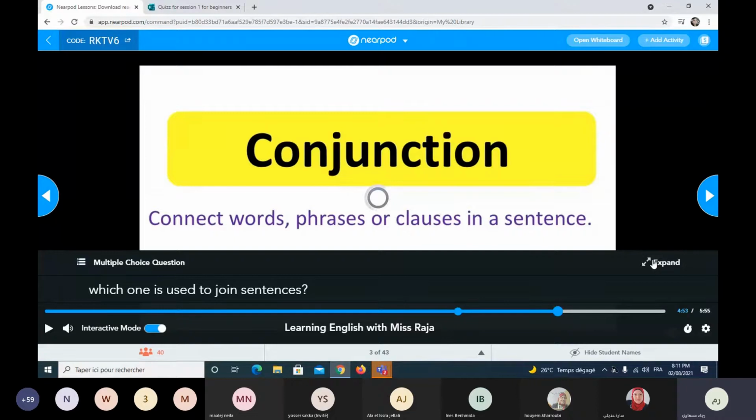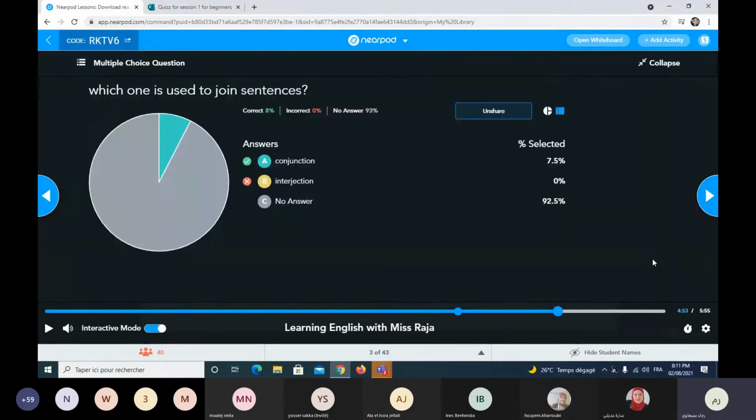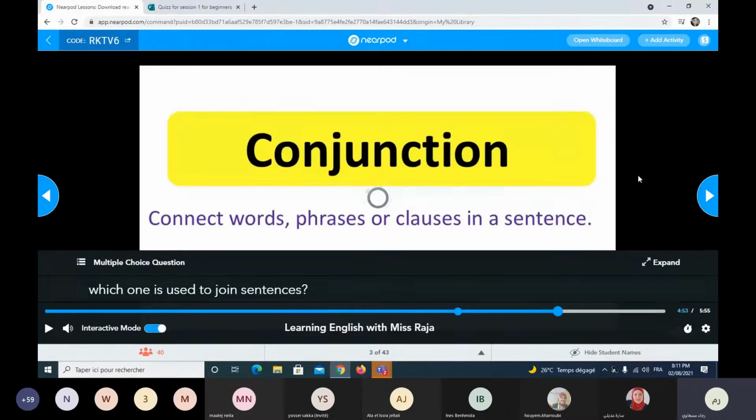Good. Of course, it is the conjunction. We use the conjunction to relate, to join two phrases. Great. I like to watch the television and eat popcorn. The conjunction in this sentence is and.